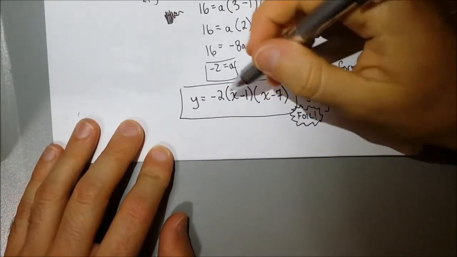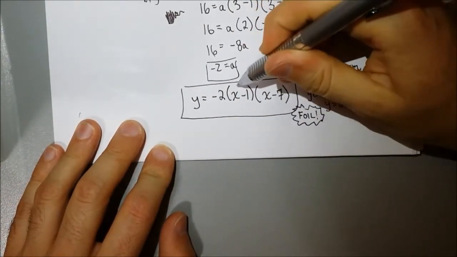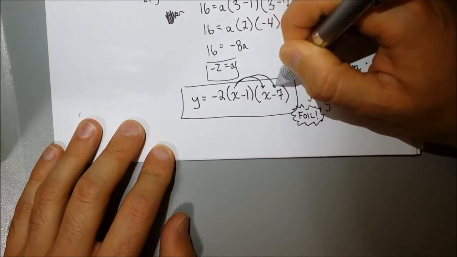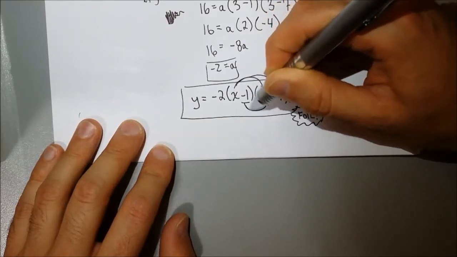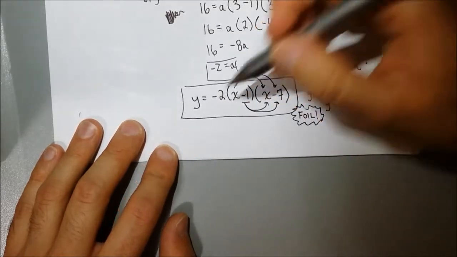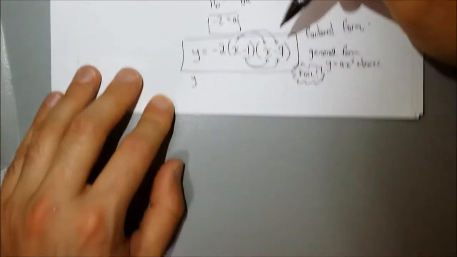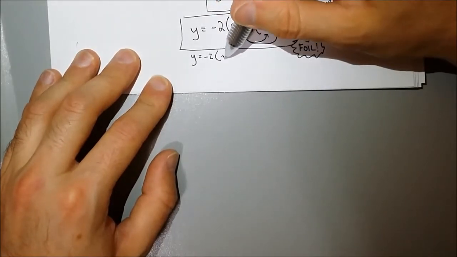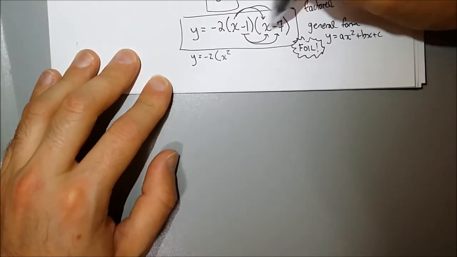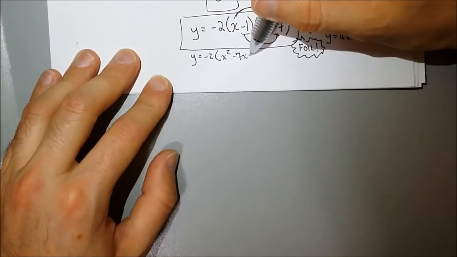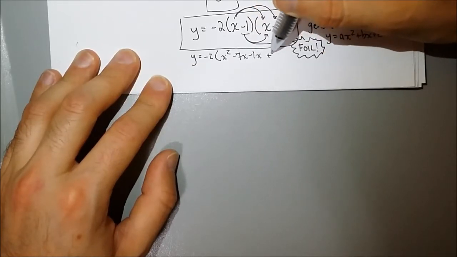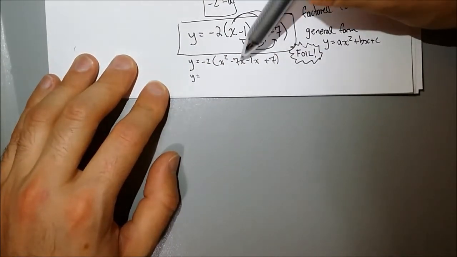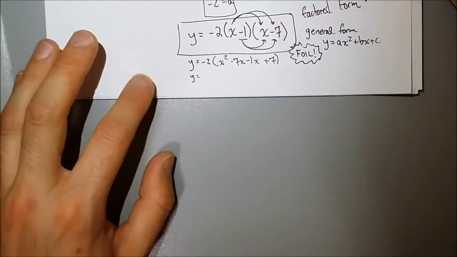So here I go, foiling it out. That just means that I'm going to distribute the x into the brackets, and then I'm going to distribute the negative 1 into the brackets. Negative 2, I would just leave it outside for now. Opening a bracket, going to get x squared minus 7x minus 1x plus 7. Going to do two things this time. I'm going to group my like terms, and I'm going to distribute the negative 2 into the brackets.